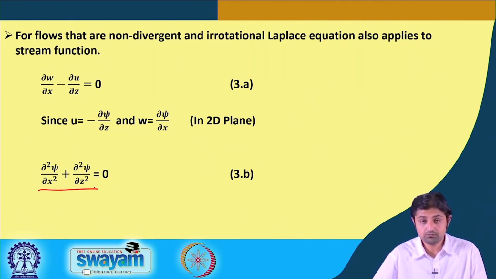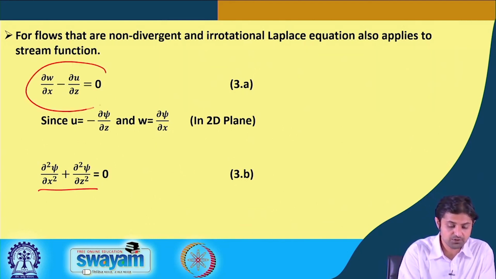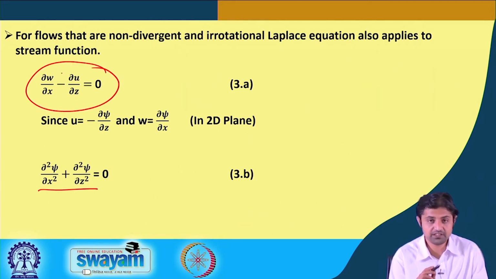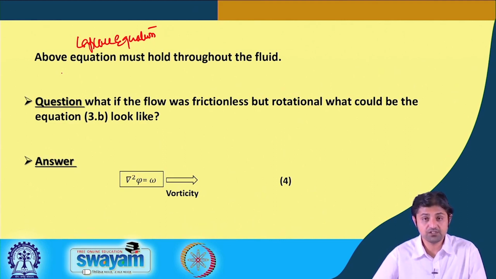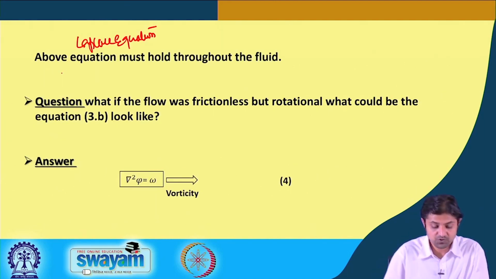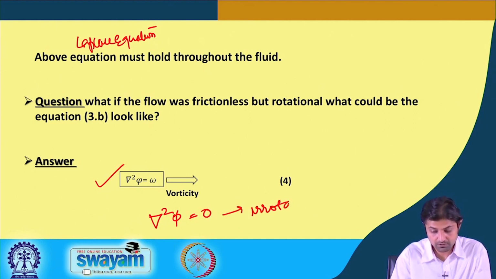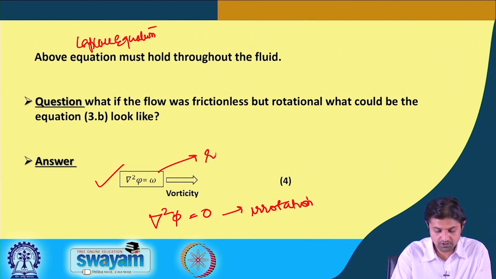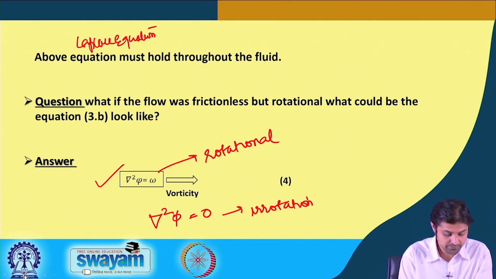If you brush up your mind, for irrotational flow this term was 0, right? But if it is rotational, then it is given by the vorticity. So del square phi is written as omega, which is equal to the vorticity. All right. So this will be the resulting form of the equation. Right now for irrotational flow we got 0, and this is true for rotational flow.